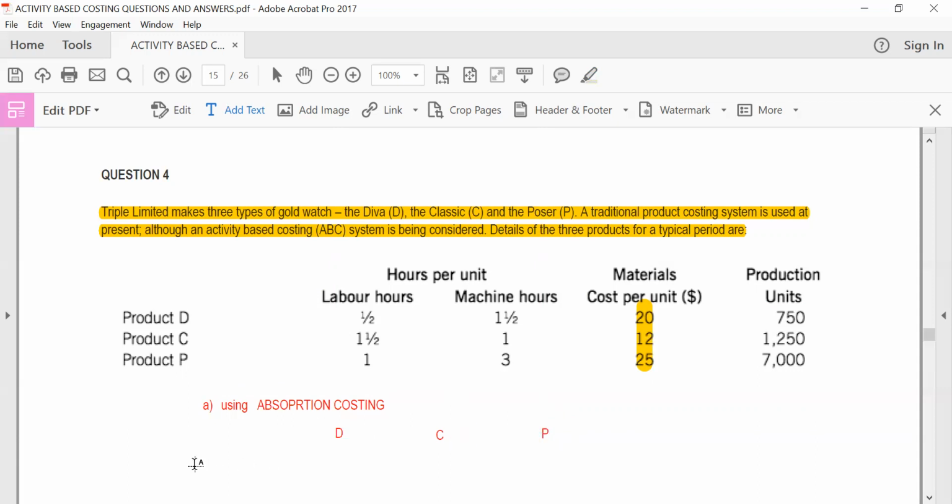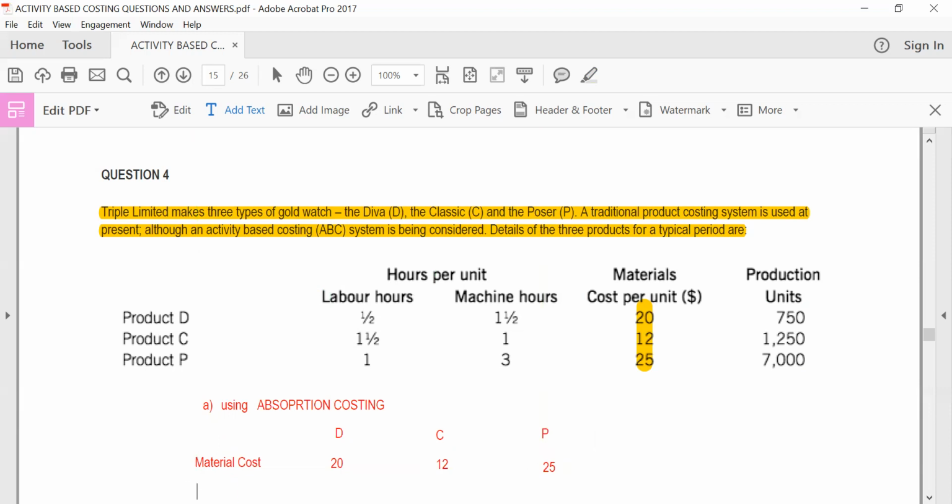So I'm solving it straight away, right? Material cost is what I know first, so I'll put that. Material cost under D, they say per unit, so the material cost is already per unit. You can pick it up, right? So it's 20, no calculation. Material cost per unit for C, no calculation, 12. And for P, 25. Case closed.